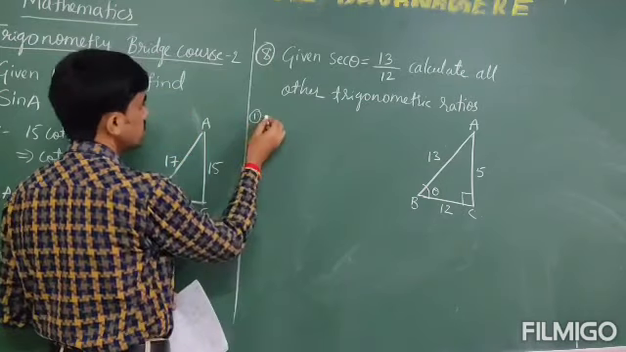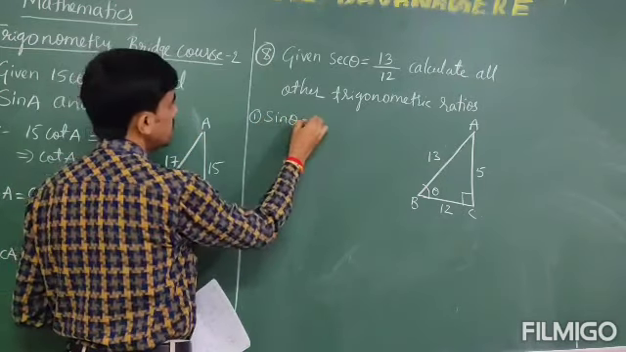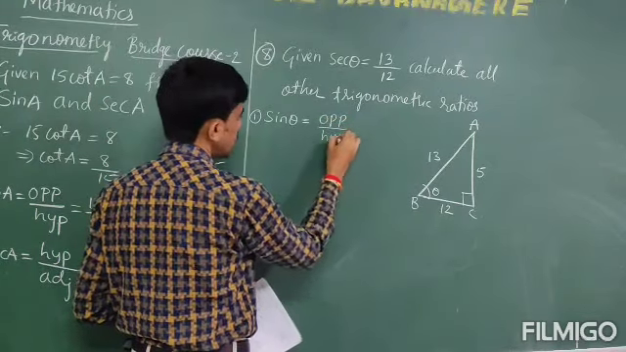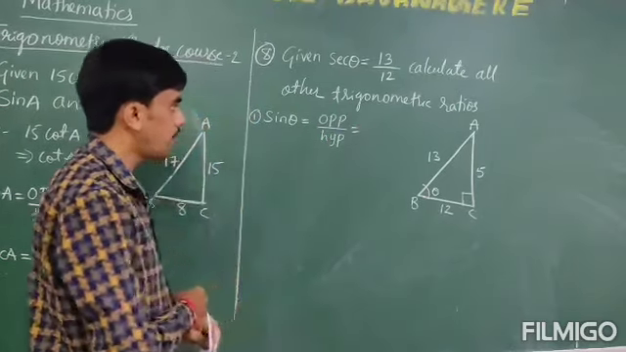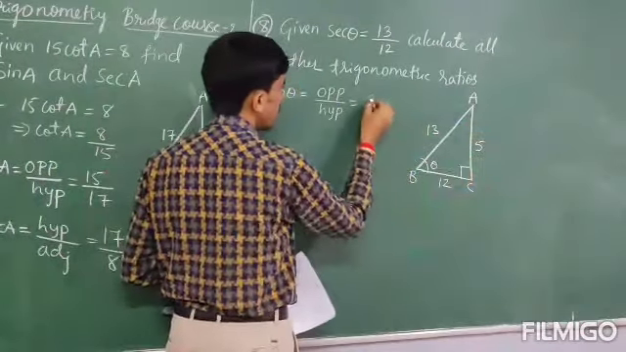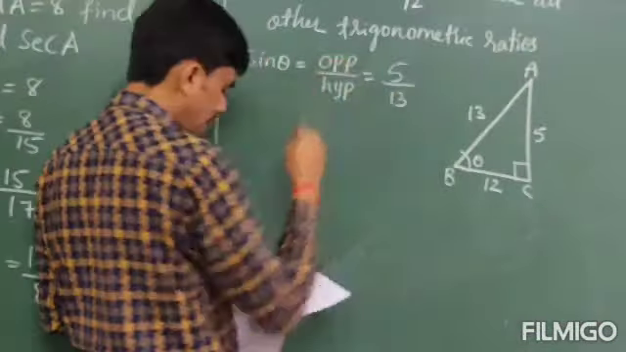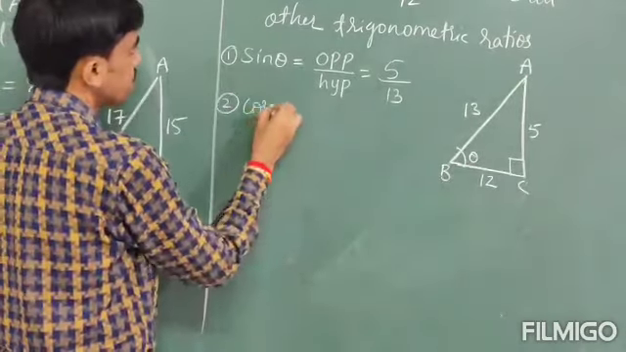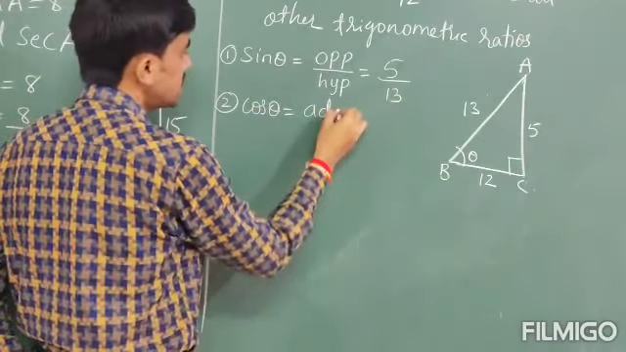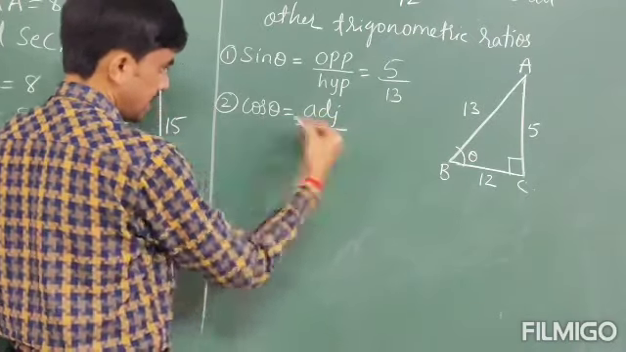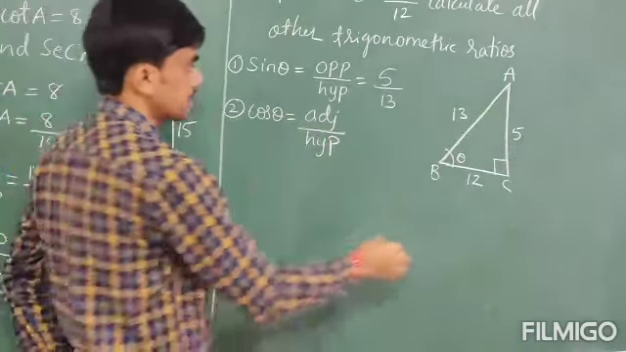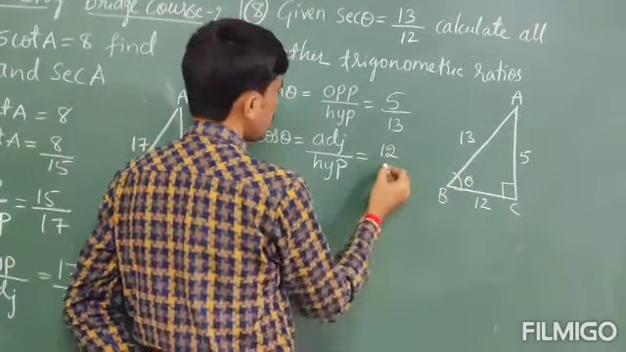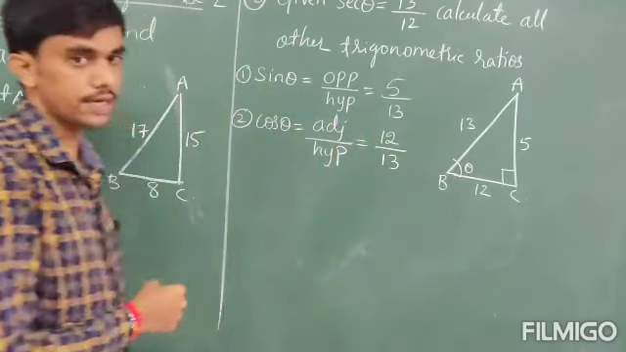By using this right angle triangle, we have to find the values of the other 5 trigonometric functions. In the first one, sin theta. Sin theta is opposite by hypotenuse. Opposite side is 5, hypotenuse is 13. So the value of sin theta is 5 by 13. In the same way, cos theta is adjacent side by hypotenuse. Adjacent side is 12, hypotenuse is 13. The value of cos theta is 12 by 13.